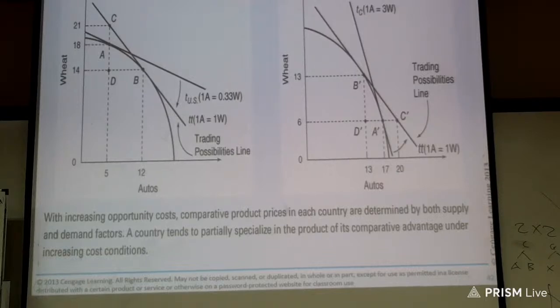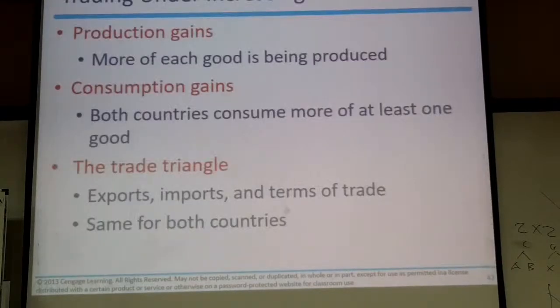And I already mentioned to you this. This is the TOT, same price anywhere in the world. So production gain, more of each good is being produced. Consumption gain, both countries consume more of at least one good. At least, you know. Cannot be smaller than before. That's the bottom line that I mentioned. Third, triangle import in terms of trade.